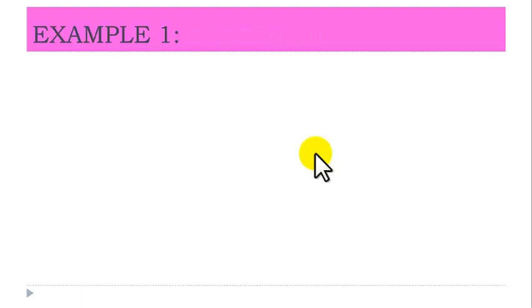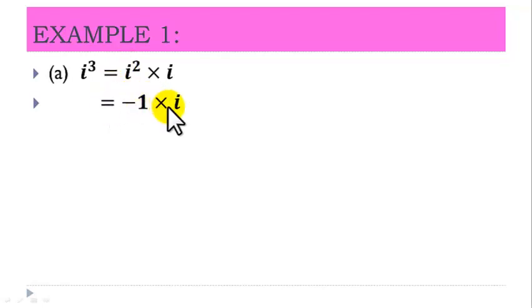Example 1. A. Let us simplify i cubed. i cubed can be expressed as i squared times i using the first law of indices. But i squared is -1. So this will be equal to -1 times i. -1 times i is equal to -i. So i cubed is equal to -i.